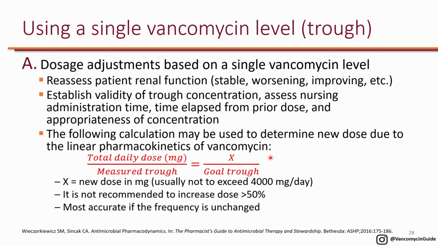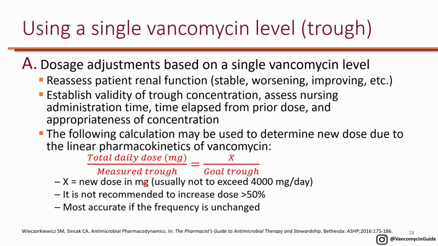And this equation of proportions only works with total daily dose. For example, if somebody was receiving 1 gram Q8, then the total daily dose would be 3 grams. So you would put 3000 milligram here, and then you would put here the actual level that came back as a trough, assuming that the measured trough was not at goal, because if it was at goal, then you shouldn't change the dose. But if it was not at the target trough, then you need to adjust the dose. So then here you would put the goal trough and then solve for X, and X would give you the total daily dose.